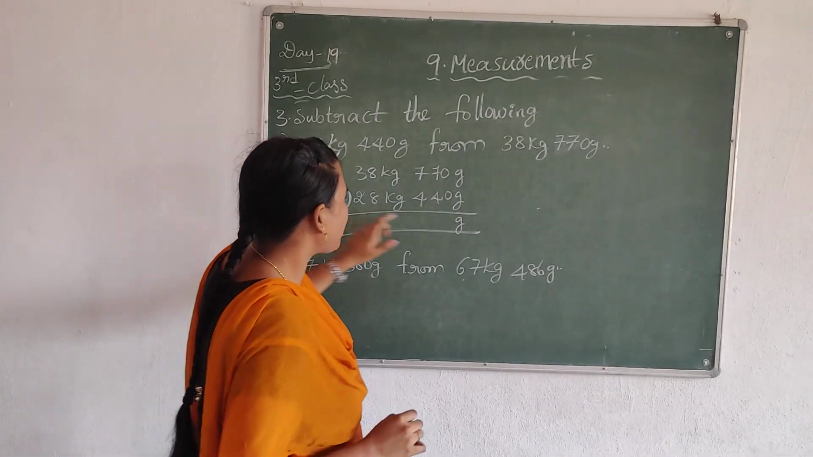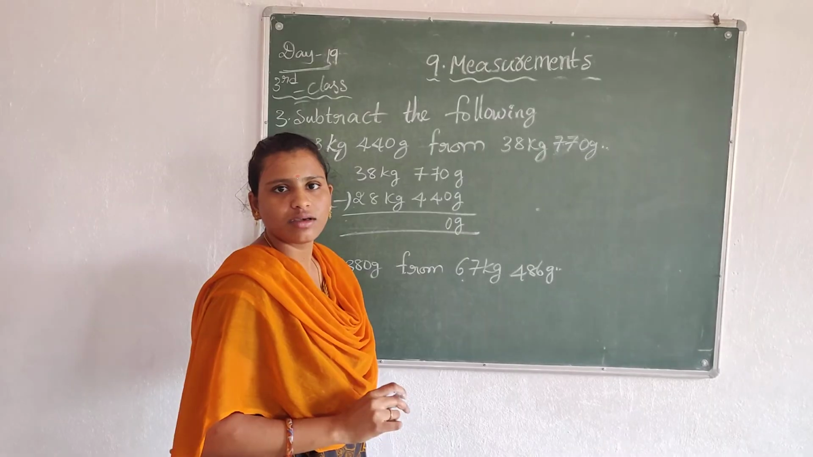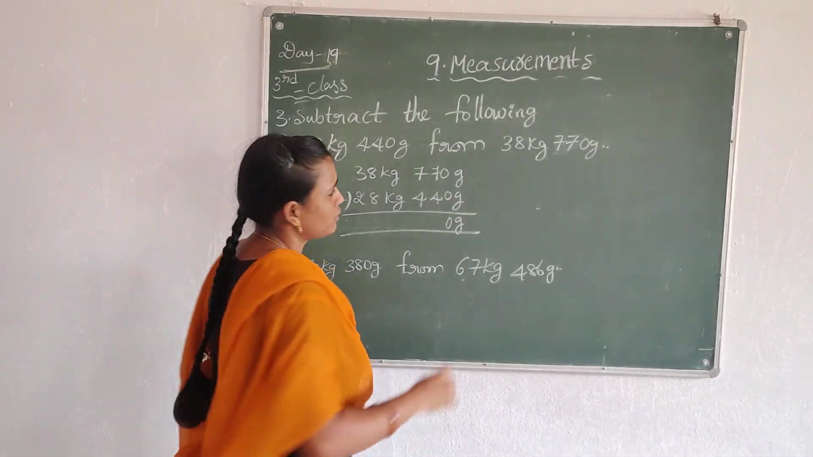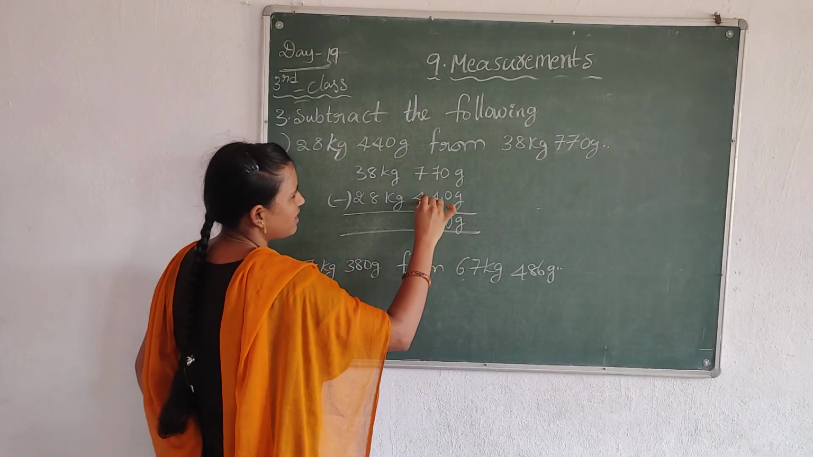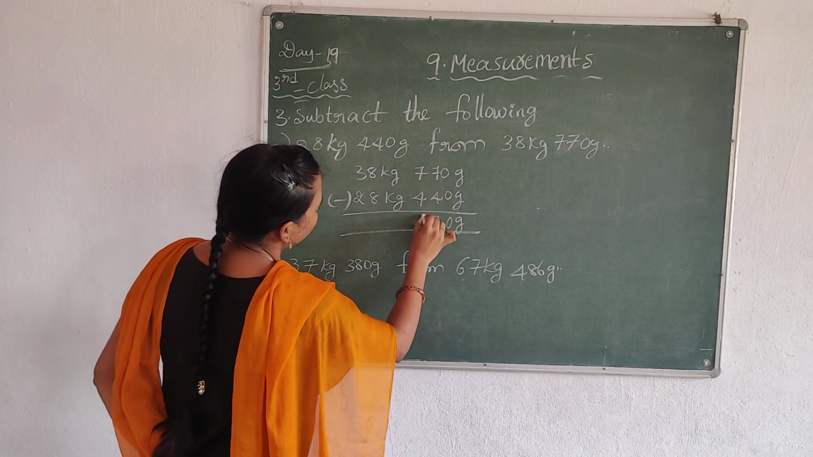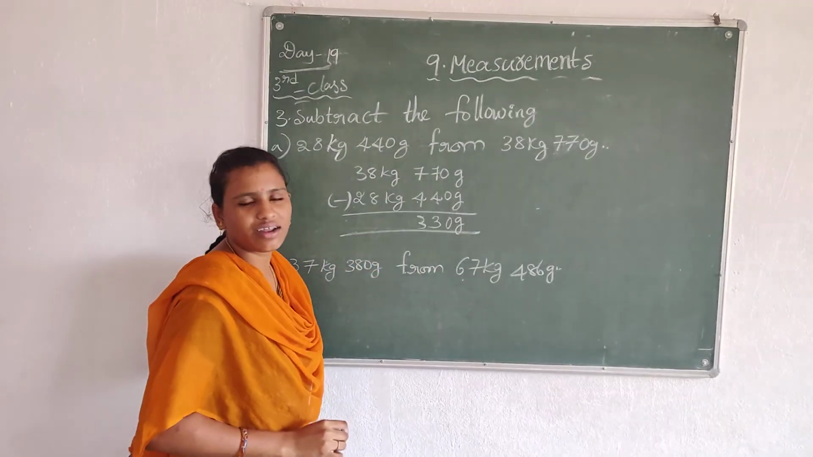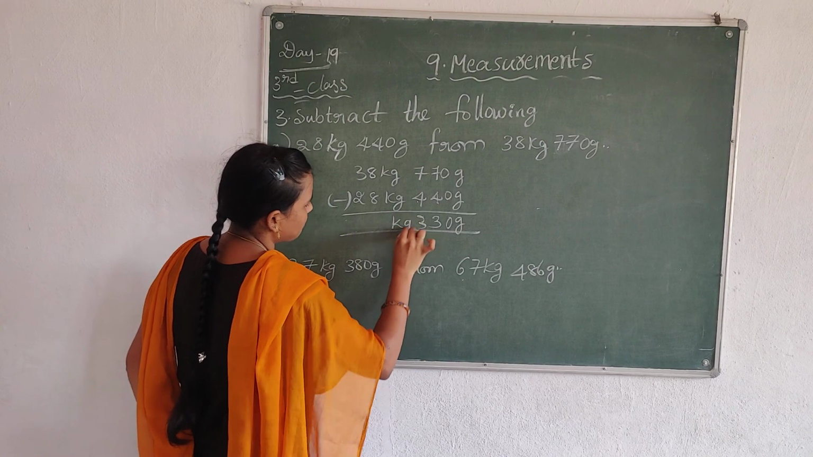0 minus 0 is 0. 7 minus 4 is 3. 7 minus 4 again is 3. So how many grams here? 330 grams. And next, kgs.